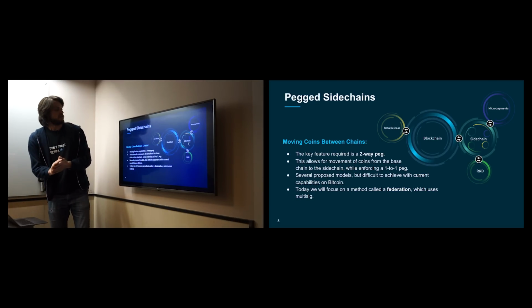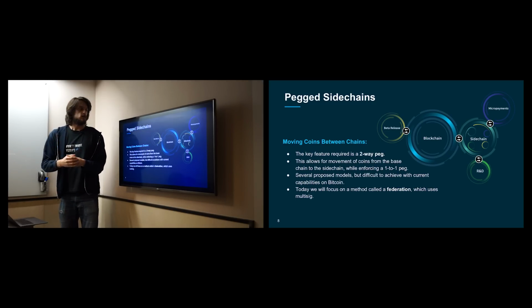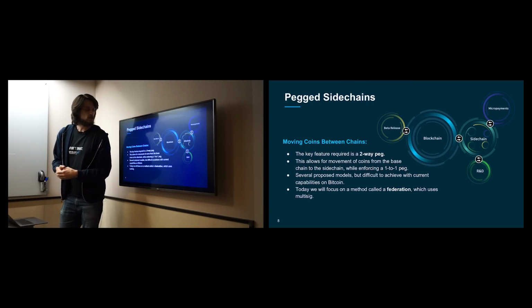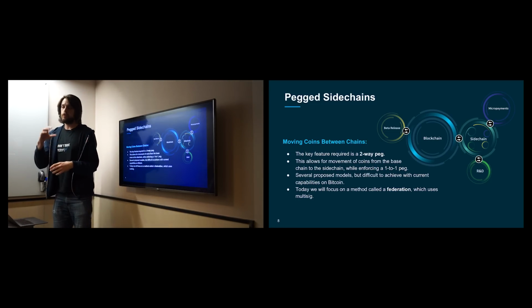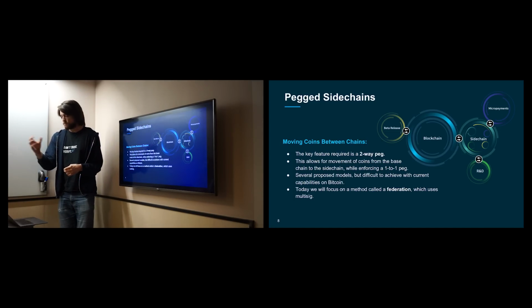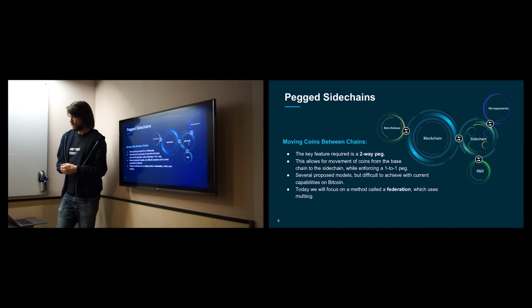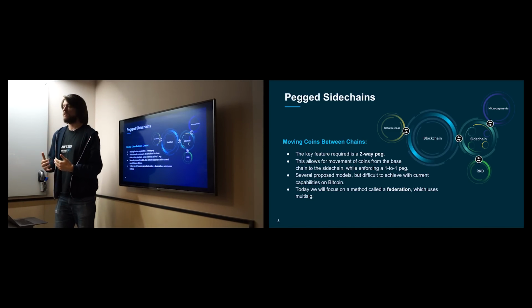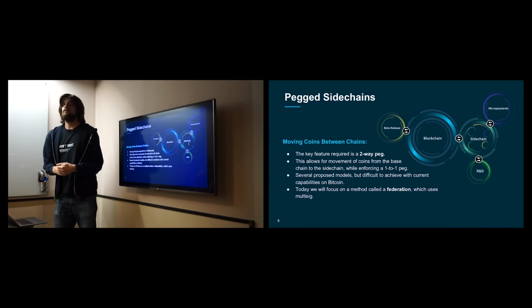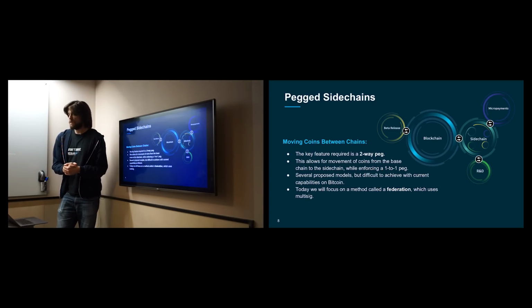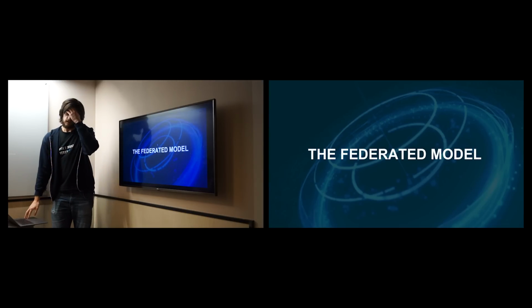All right, so how does this work then? The key feature you need to launch a sidechain is a two-way peg. So if you look at the image, any of these smaller circles with the arrows are two-way pegs. So this is some sort of mechanism that lets you move coins from your base chain onto the sidechain and then move them back. There's several proposed models over the years, but it's actually quite difficult to achieve, especially with Bitcoin's current capabilities. And today we're going to focus on a method called a federation, which uses multi-sig to achieve a two-way peg. So let's look closer at the federated model.